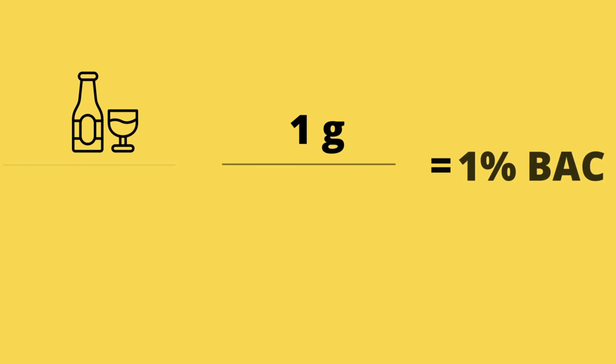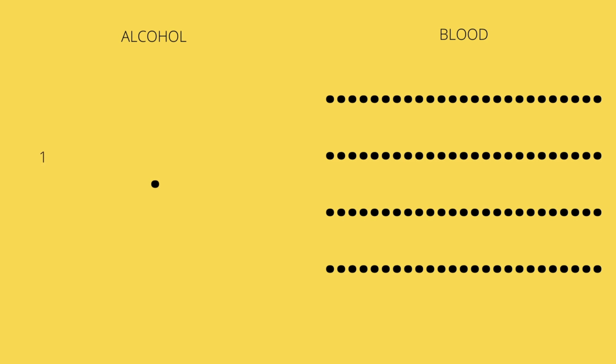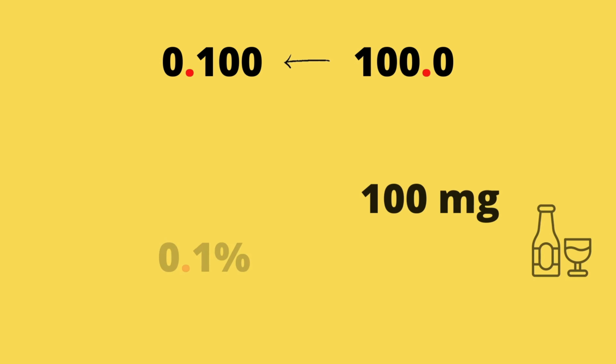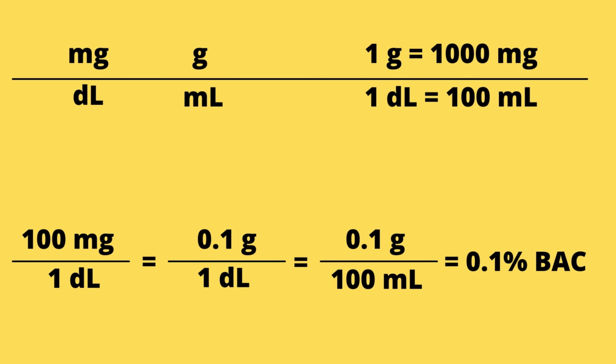For example, 1 gram of alcohol in 100 milliliters of blood would equal 1% blood alcohol concentration. Or in other words, for each particle of alcohol by mass, there would be 100 particles of blood by volume, or 1%. To easily convert serum alcohol levels to blood alcohol concentration, simply move the value 3 decimal points to the left. For instance, if serum alcohol level comes back at 100 milligrams per deciliter, then the blood alcohol concentration would equal 0.1%. You can get the same result by converting milligrams per deciliter to grams per milliliter. Here's the conversion if you want to take a look.